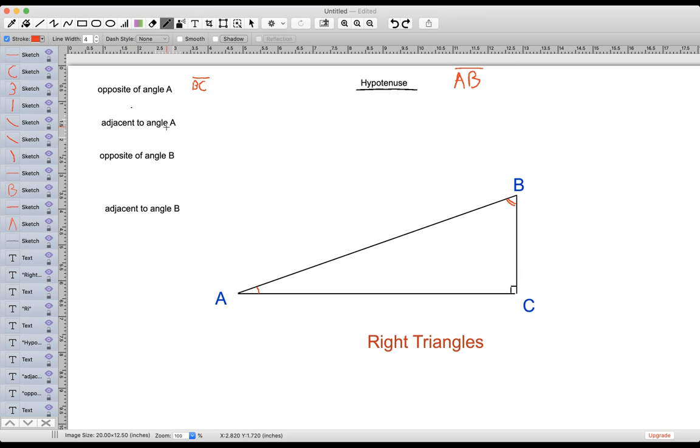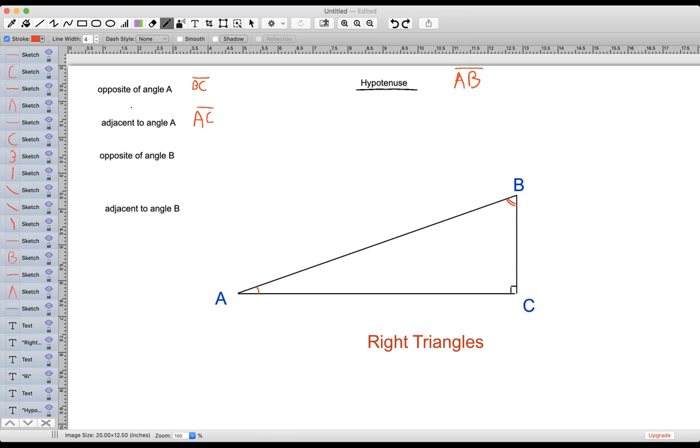But what if I want the adjacent side to angle A? Now, the most important thing to remember about the adjacent side is it's never the hypotenuse. The adjacent side is never the hypotenuse. The adjacent side is the side that connects angle A, the angle we're looking at, with the right angle. So for this one, it would be C. So the adjacent side would be side AC when it comes to angle A. The adjacent side to angle A is AC because it connects A to the right angle.